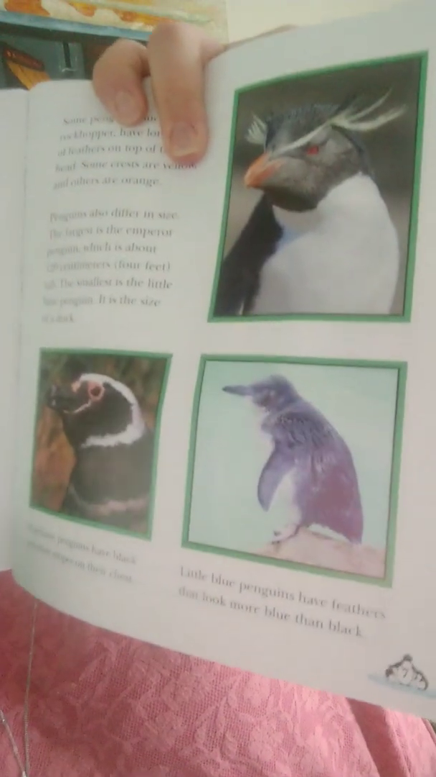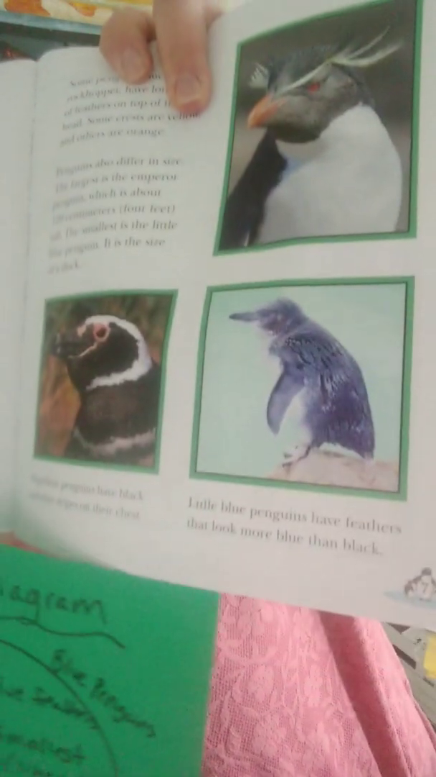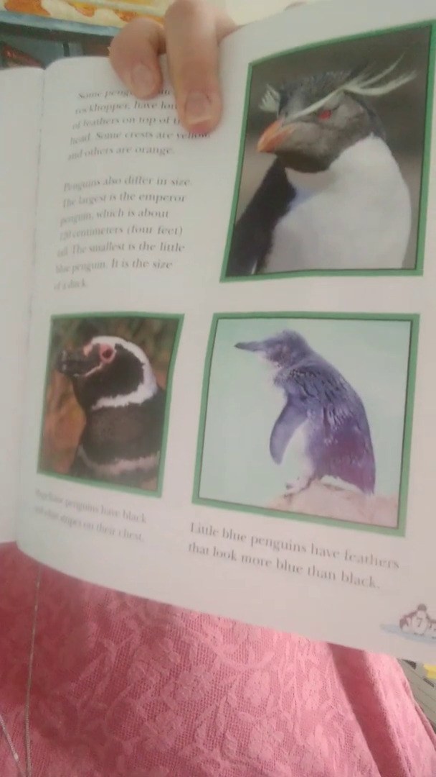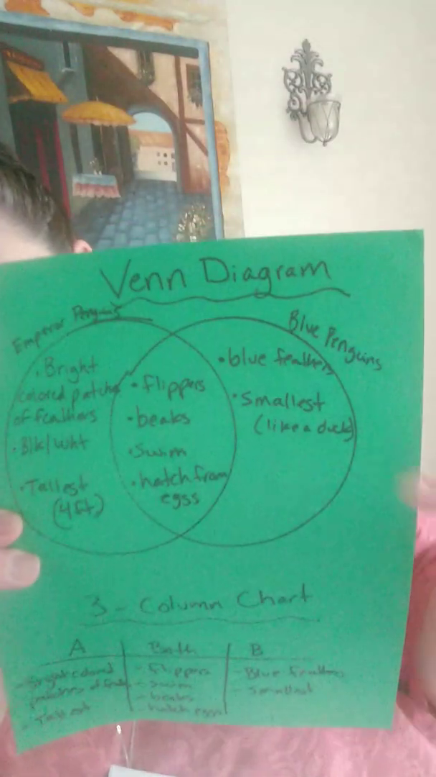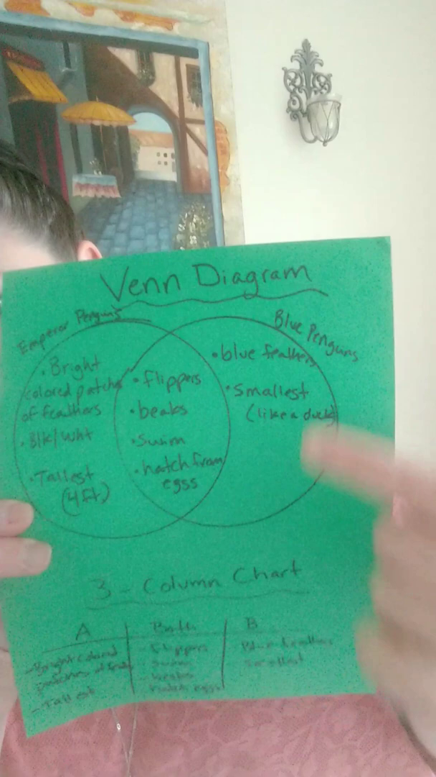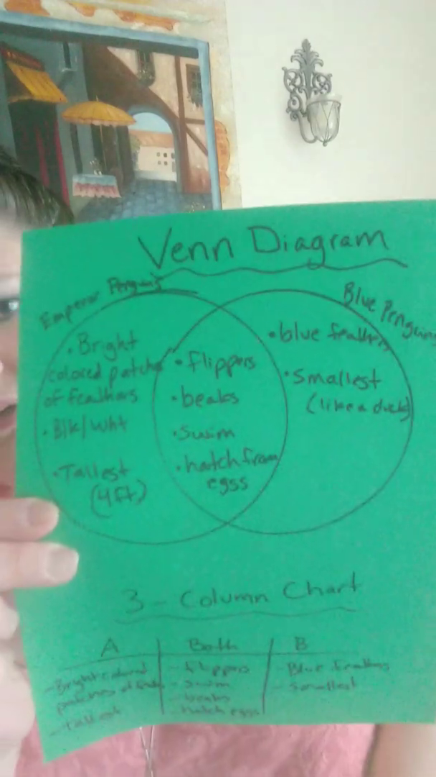And we also know, looking at the little penguin, what type of feathers do they have? Well, the blurb under here says they have blue feathers. So over on the opposite side, I wrote blue feathers for the blue penguin.